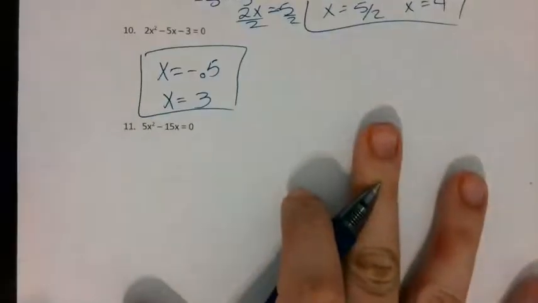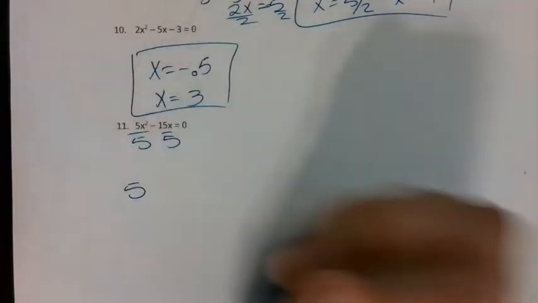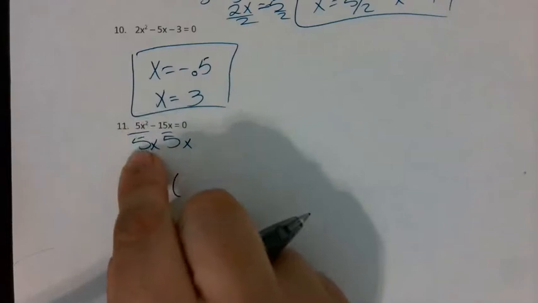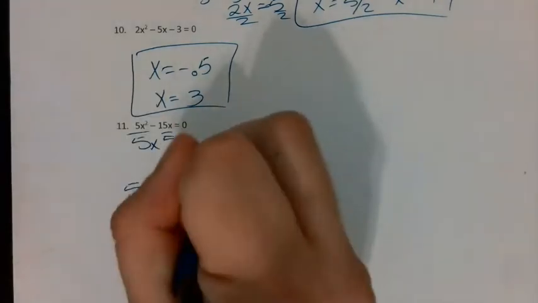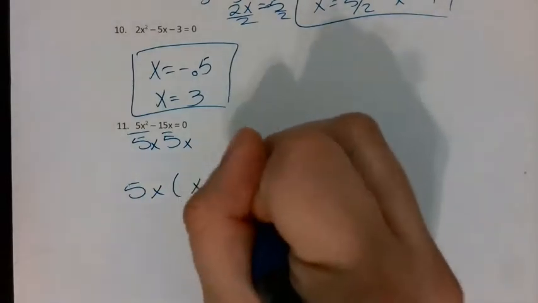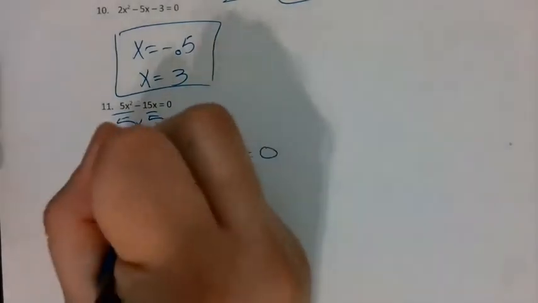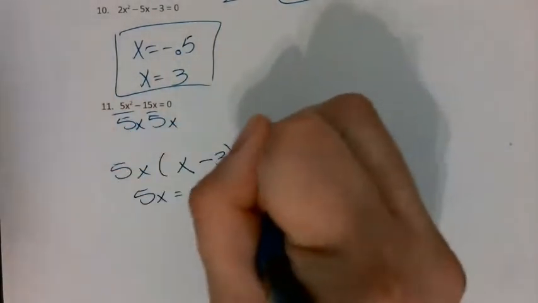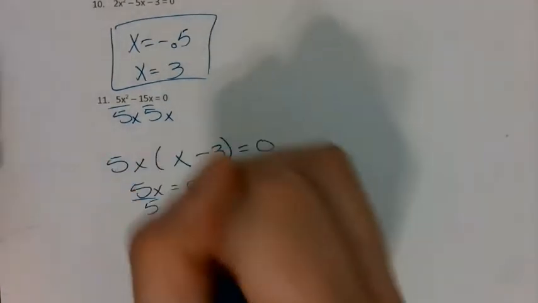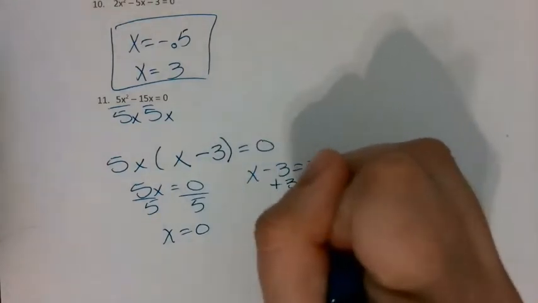Okay. Number 11, I can factor out 5s from both of these. And they both have just an x. So I write 5x out front. 5x squared divided by 5x gives me an x. -15 divided by 5 is 3. The x's cancel out. And then by the zero product property, I take each of my pieces and set those equal to 0. Okay. Over here I divide by 5. I get x equals 0. Over here I add 3. And I get x equals 3.